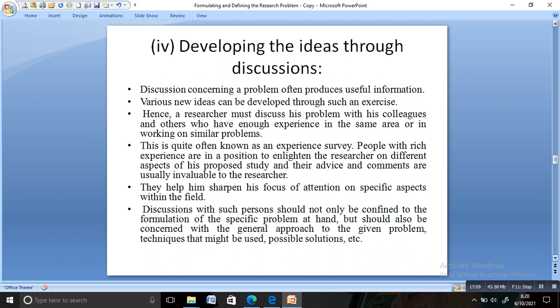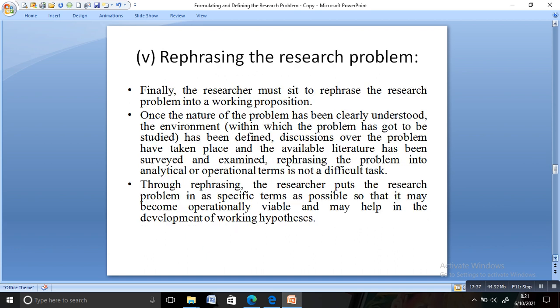To those people also you can discuss, and if the problem has arisen from yourself, if you have had your problem by yourself, you can think, you can refer to a lot of literature and you can develop the idea. And after that, what you have to do is rephrase the research problem. Finally, you will be rephrasing the research problem. How will you be rephrasing?